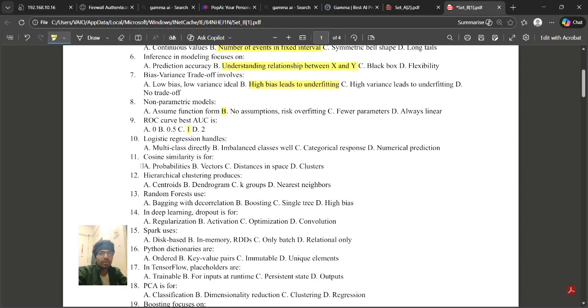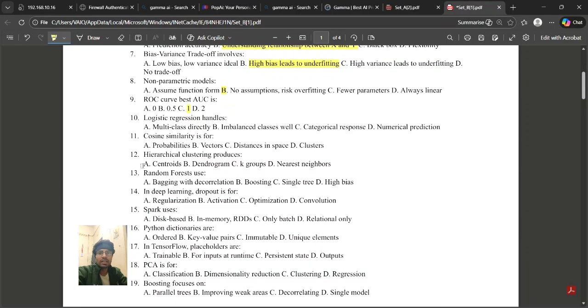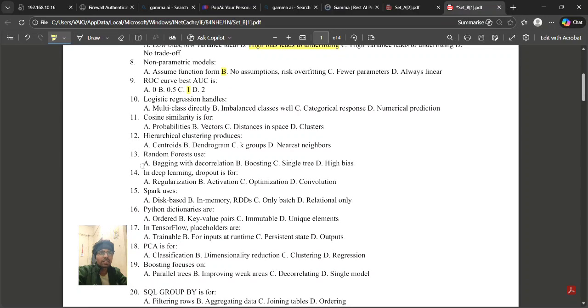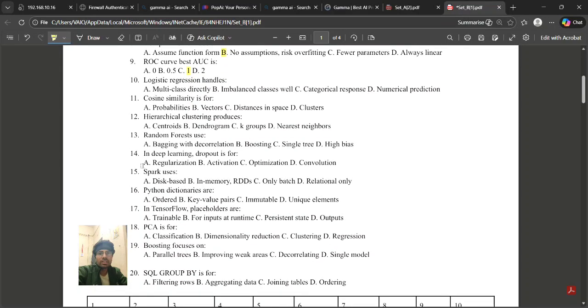Now go to question number 10. It asks about what logistic regression handles. Logistic regression handles a categorical response variable, especially binary outcomes like yes or no, success or failure. It doesn't handle multi-class directly without modification like one versus rest. It also doesn't handle imbalanced classes particularly well without adjusting. So our answer is C, categorical response.